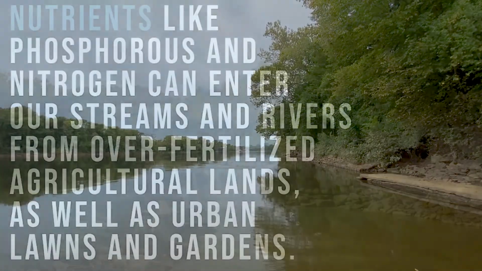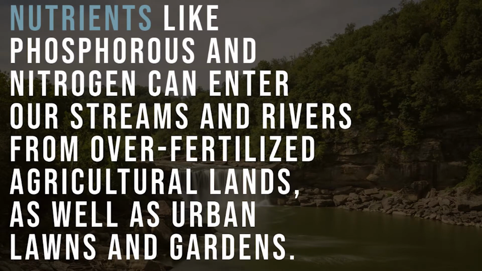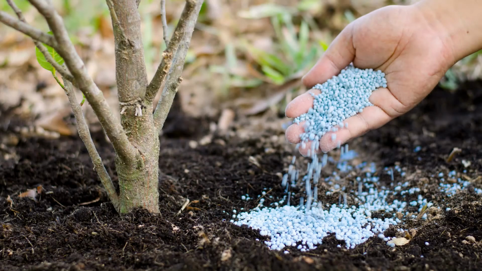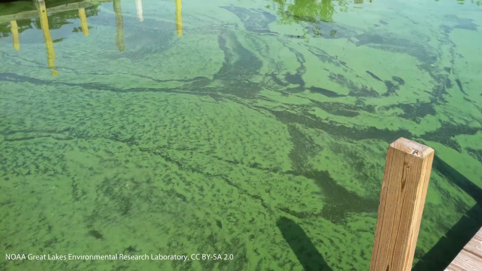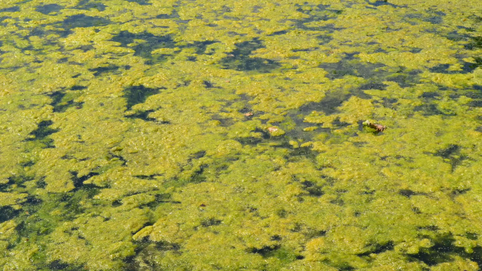Nutrients like phosphorus and nitrogen can enter our streams and rivers from over-fertilized agricultural lands, as well as urban lawns and gardens. When fertilizers exceed plant needs, are left out in the open, or are applied just before it rains, those nutrients can wash into our waterways over the land or seep into groundwater. These increased nutrient concentrations cause nuisance or toxic algal blooms in water bodies that impact recreation, create a foul taste and odor, and kill aquatic life by removing the oxygen from the water.